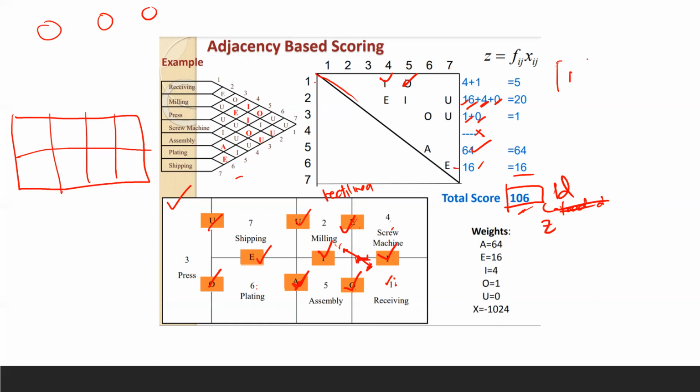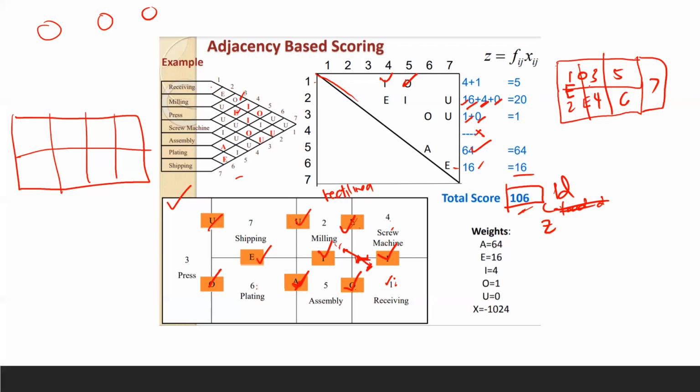So, okay, let's say ito yung plan ko. 1, 2, 3, 4, 5, 6, and then here is your 7. Okay, yan yung plan ko. So, titingnan ko dito, 1 to 2. Anong relationship ng 1 to 2? E. So, I have here an E. Then, 1 to 3. 1 to 3 is O. And then, we have, ano pa? 2 to 4. Okay, nasan yung 2? 2 to 4, E. Tama?